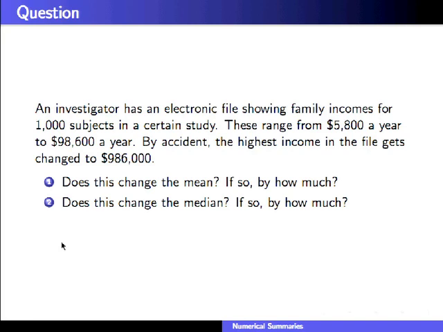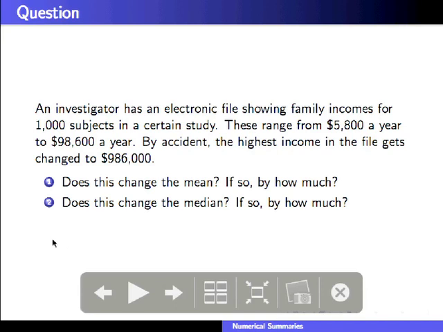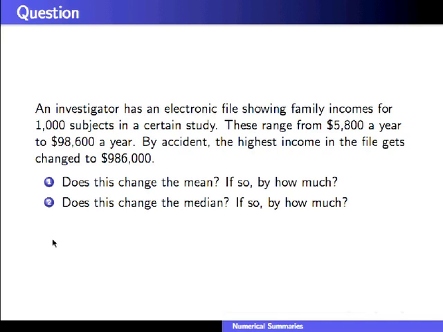That's right. So we've added a lot on, roughly 900,000, to that largest observation, and we're dividing by 1,000 because that's the total number of numbers in our list, and therefore we get about 900. In fact, we haven't added exactly 900,000. We've added, I guess, 887,400 or something. Okay.